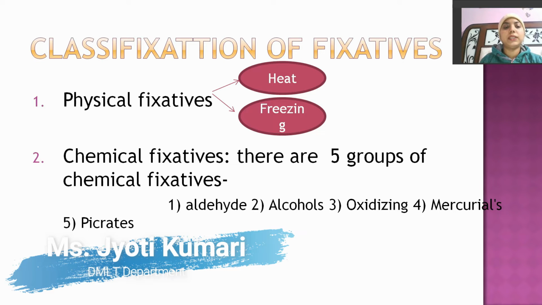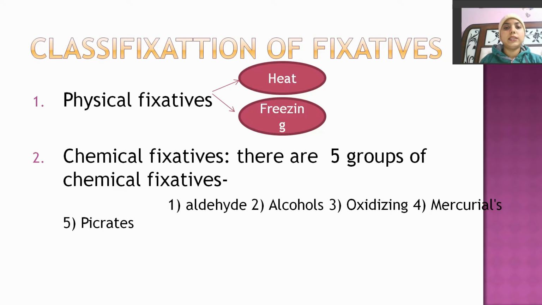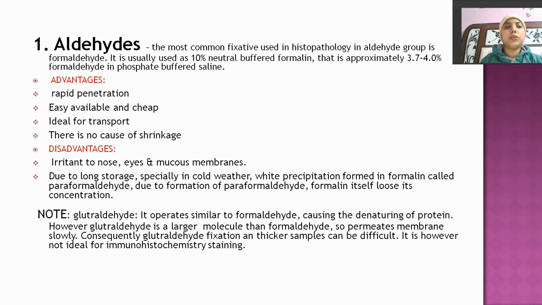There are two types of fixative in the laboratories. The first is physical fixative, which has the subtypes heat and freezing, and the second is chemical fixative. They have five groups. First is aldehydes, then alcohols, then oxidizing agents, then mercurials, and the picrates. First we are going to learn about the aldehydes.